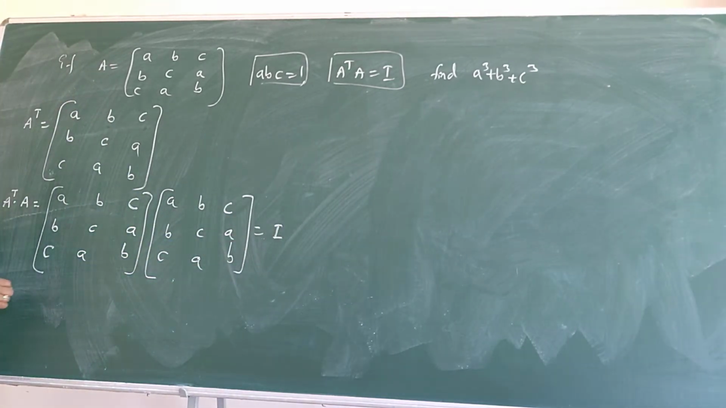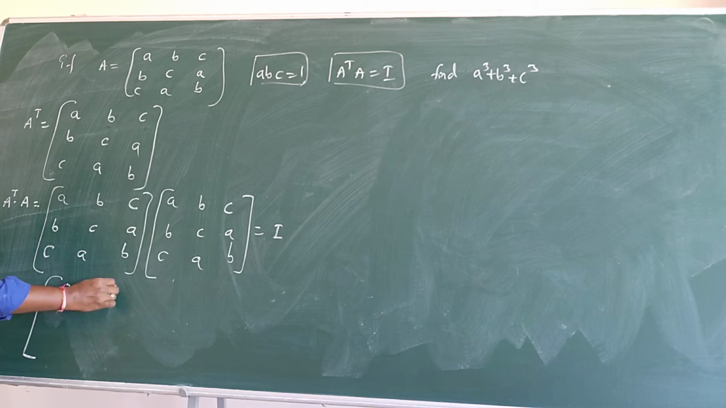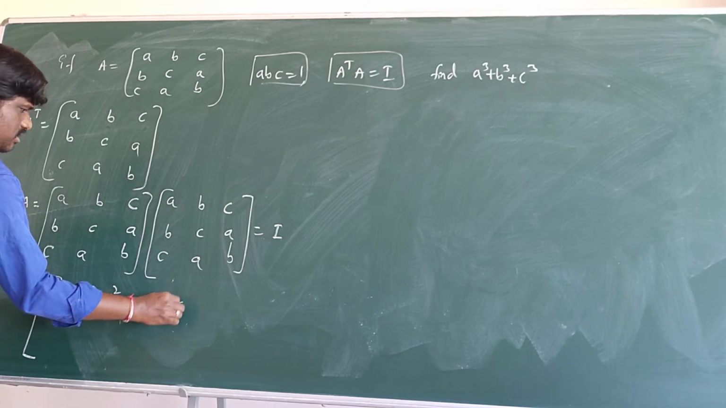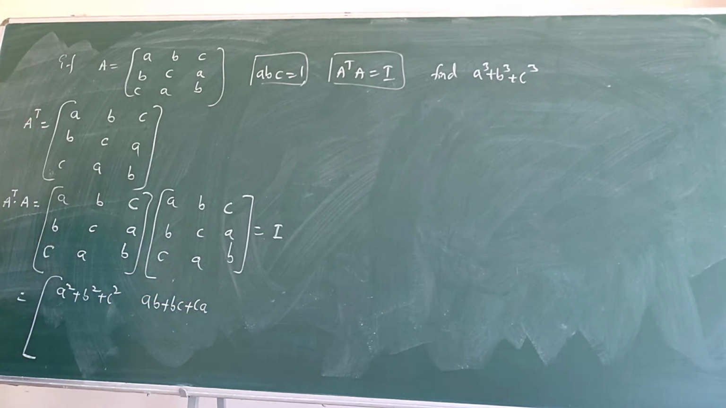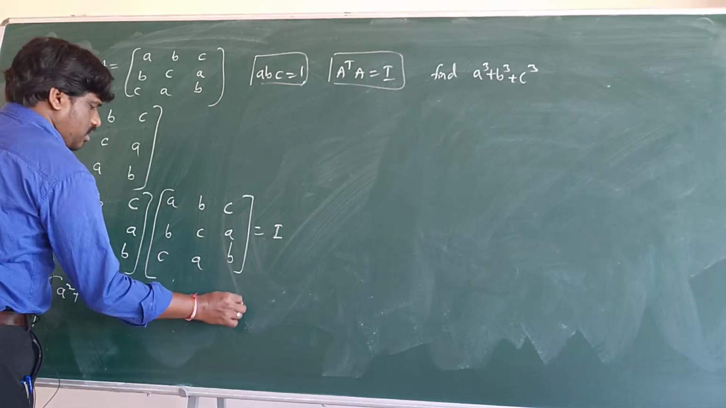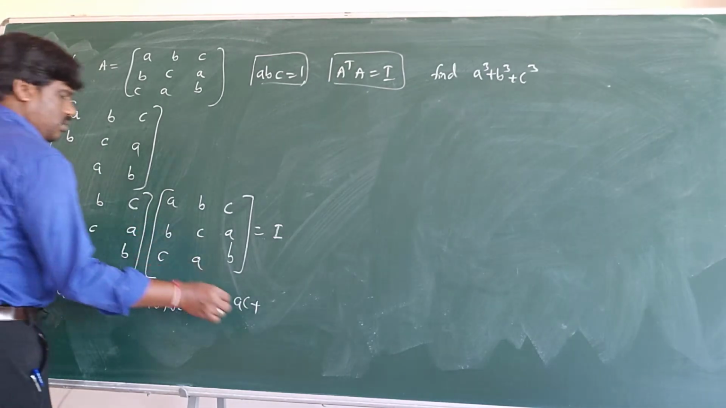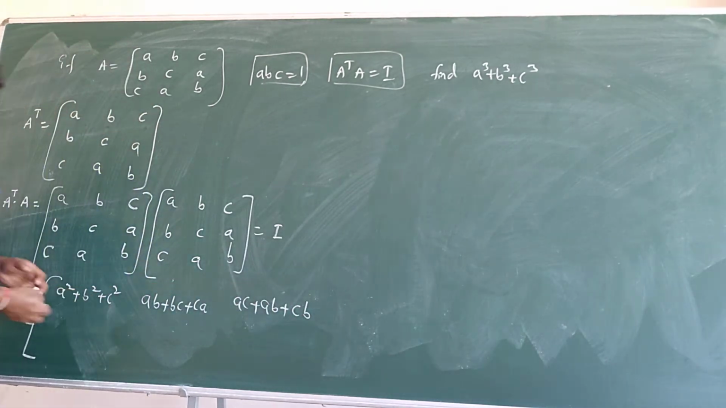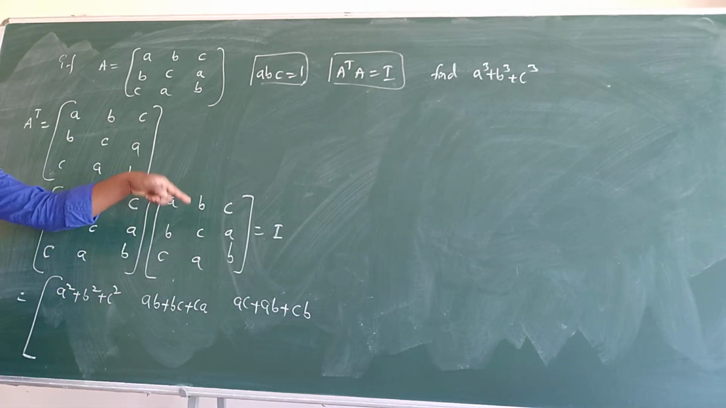If I multiply these both, multiplication you know, no? According to multiplication, A into A, A square, B into B, B square, C into C, C square I will get. This is row by column. Then A into B, AB, B into C, BC, C into A, CA. Next one, A into C, AC, B into A, AB, and C into B, CB. I multiplied row by column each time.